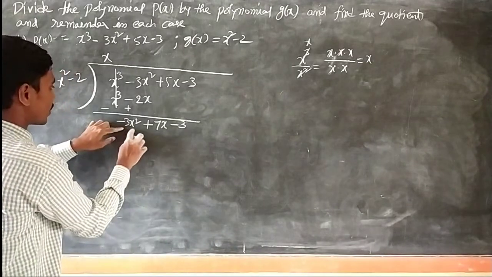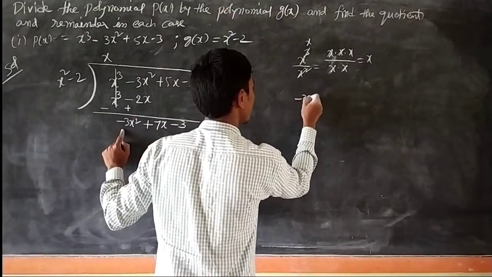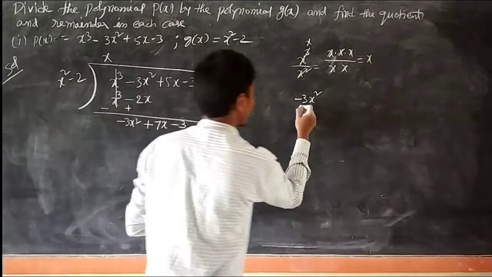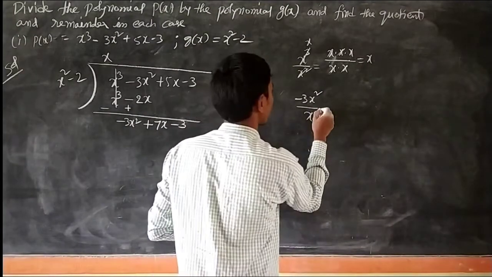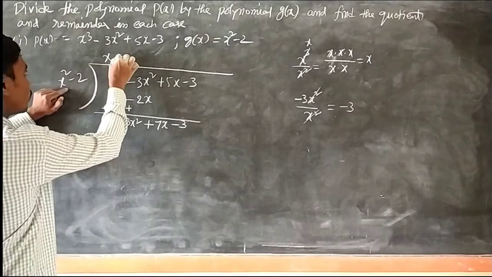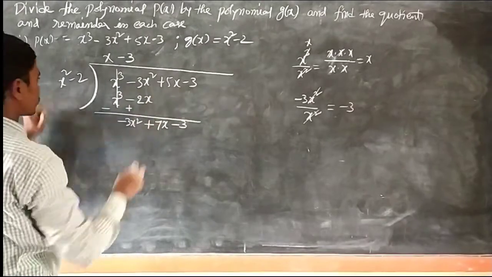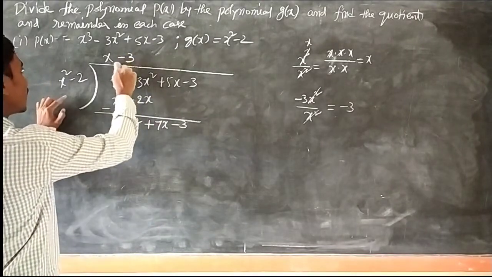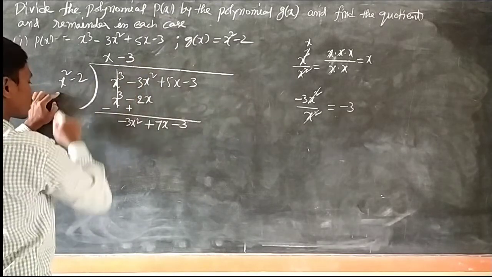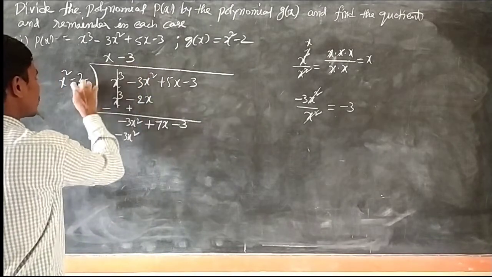Then take the highest degree term in this expression, that is minus 3x square. Divide this with the highest degree term from the divisor, that is x square. So x square cancels, that is minus 3. Then you should multiply minus 3 with the divisor. Minus 3 into x square, minus 3x square; minus 3 into minus 2, minus into minus is plus 6.